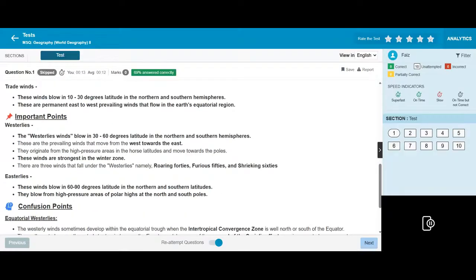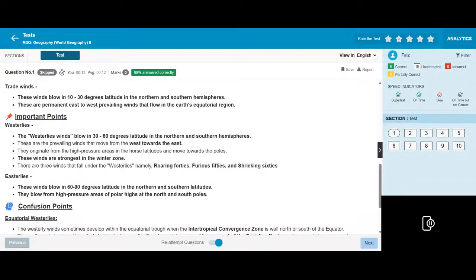Trade winds. These winds blow around 30 degrees latitude in the northern and southern hemisphere. These are permanent east-to-west prevailing winds that blow in Earth's equatorial region.